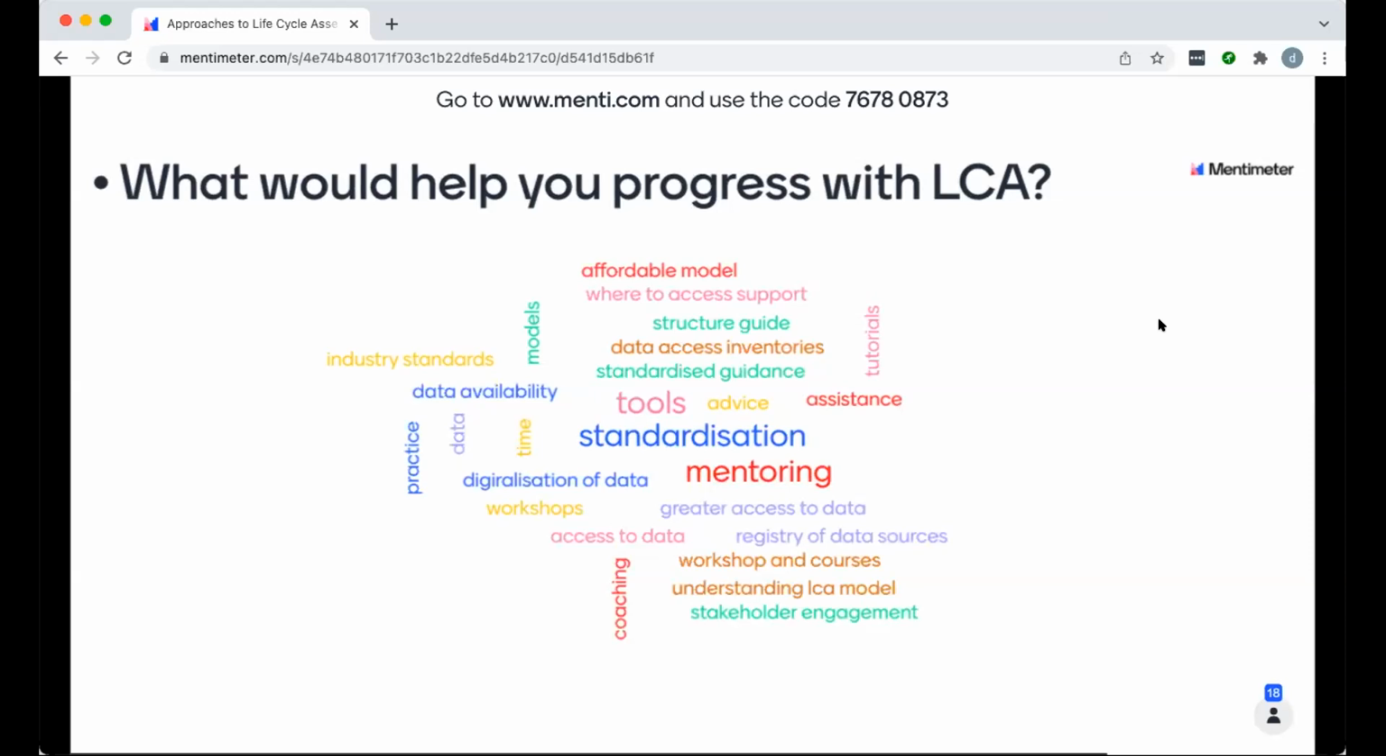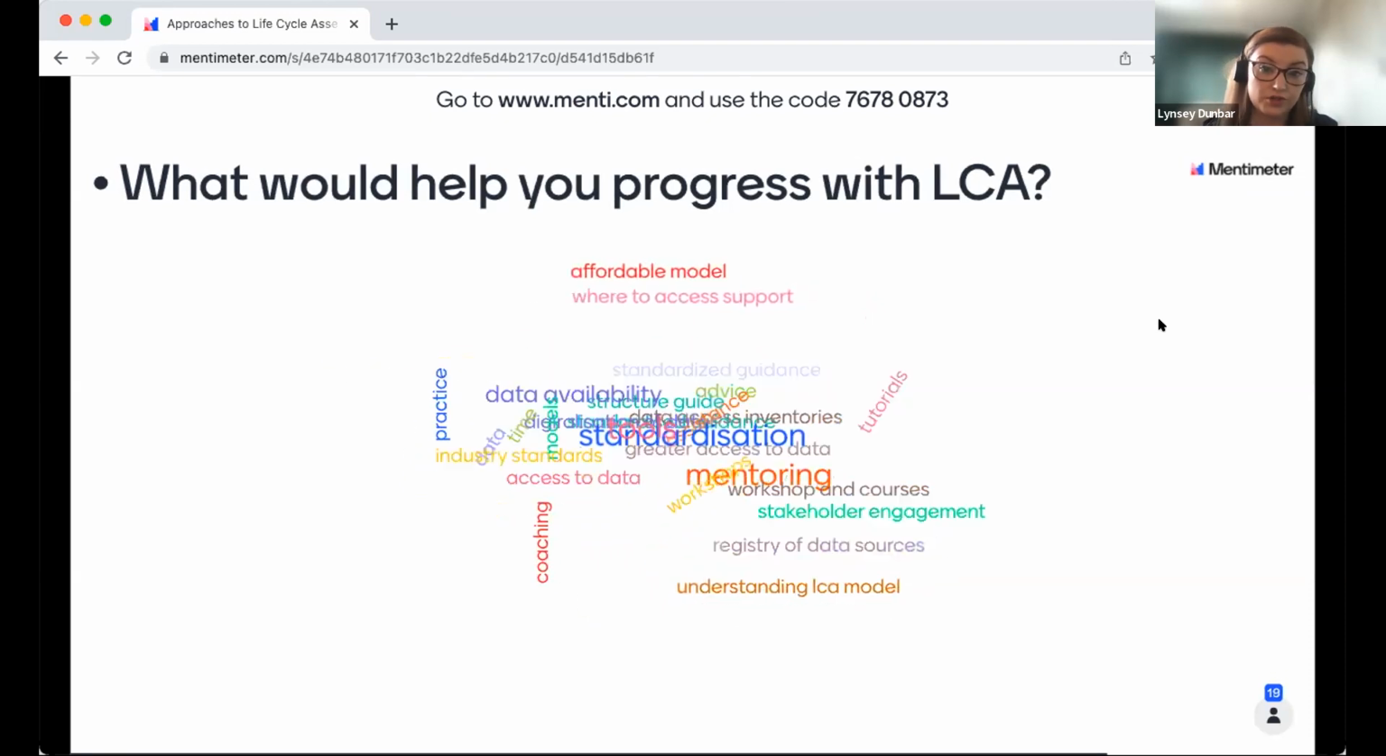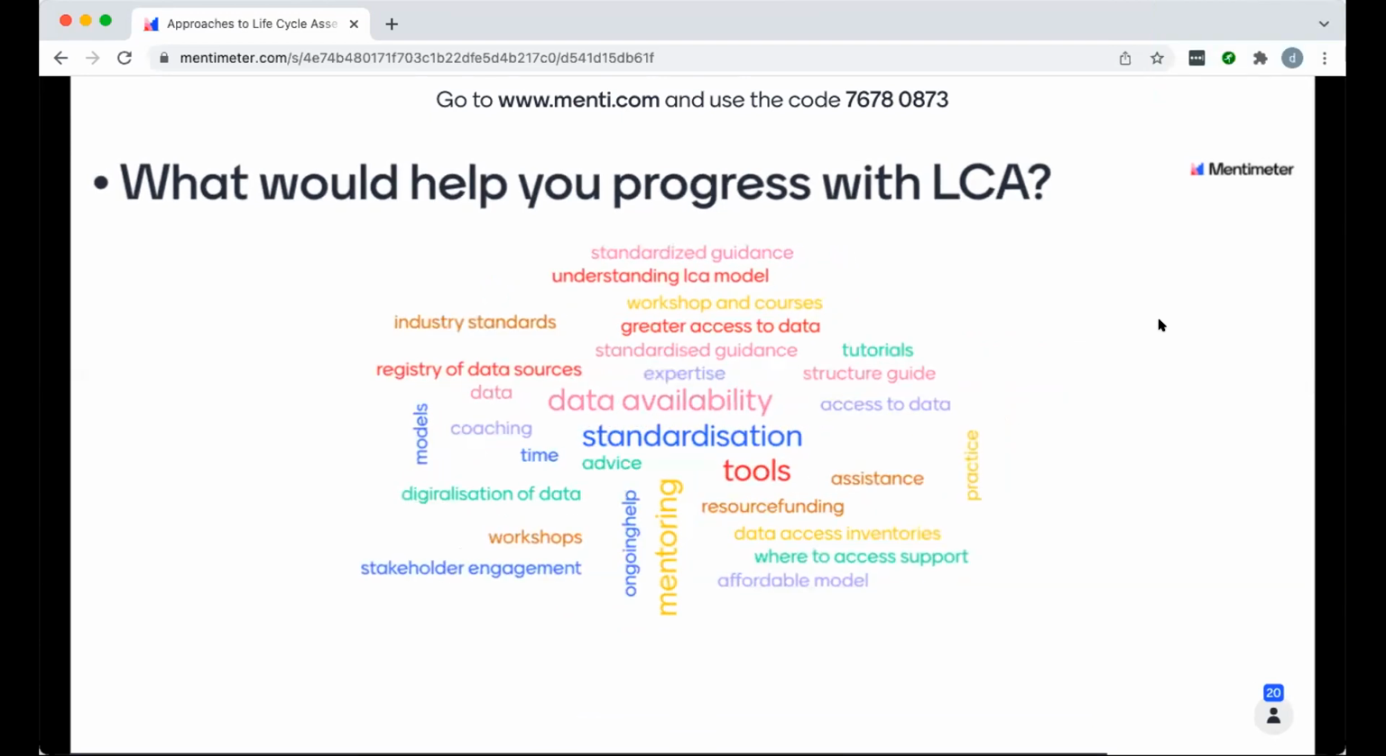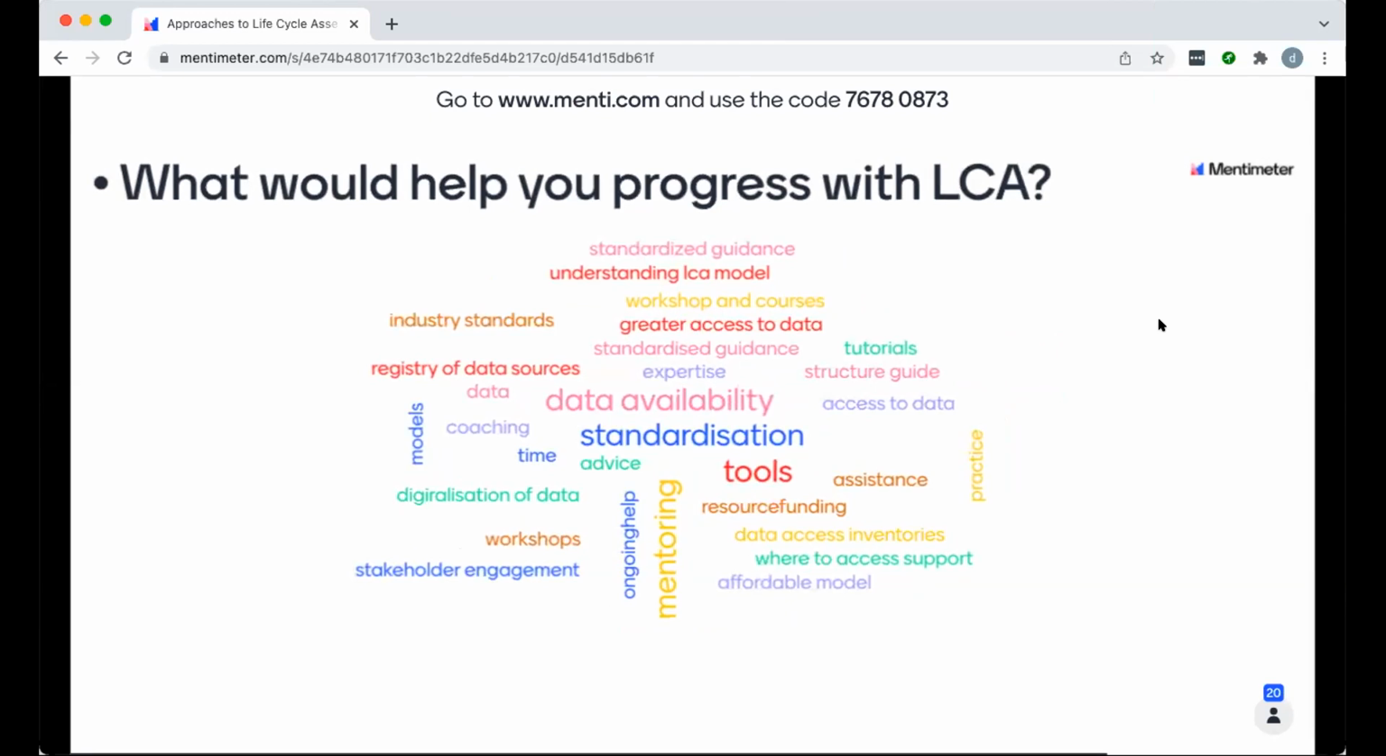So there's a lot of really good input here. Standardization, I think, is a really key one. I see that coming up a few times there. Greater access to data, absolutely. Coaching, I agree, would be really helpful. An affordable model, yeah. The registry of data sources is a really good suggestion. Workshops and courses and just general advice, yep. The digitalization of data, again, would be a really useful one. This is all really helpful feedback.